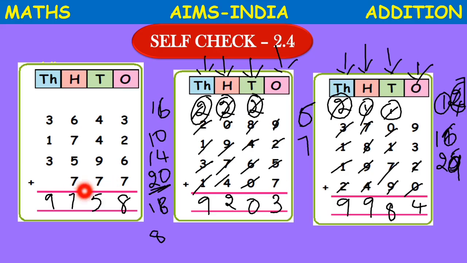So these are the answers here. 9758, 9203, 9984. Hope you all got correct answers.